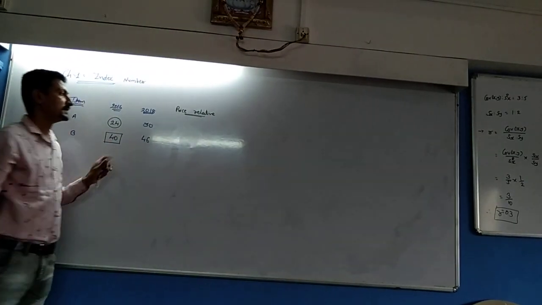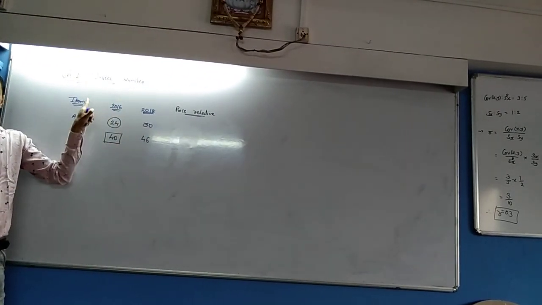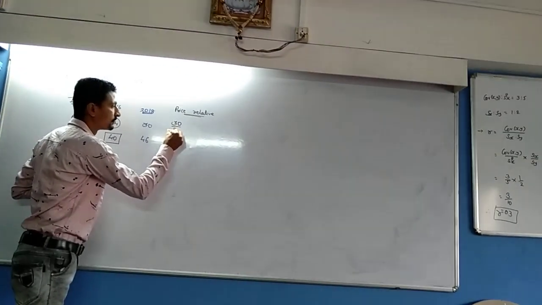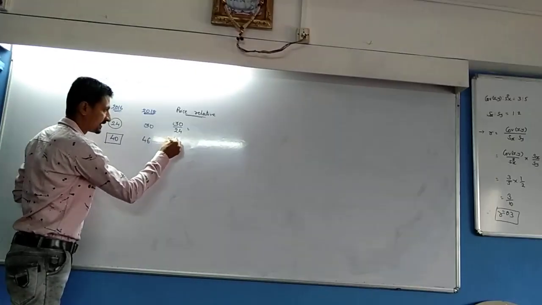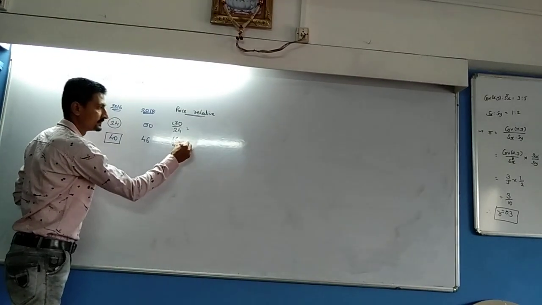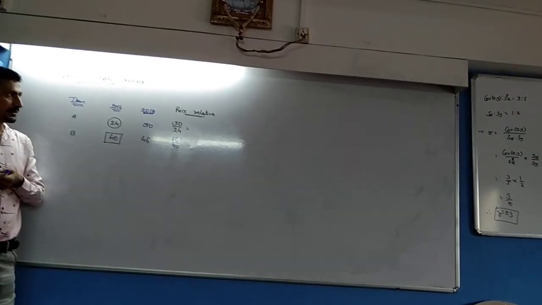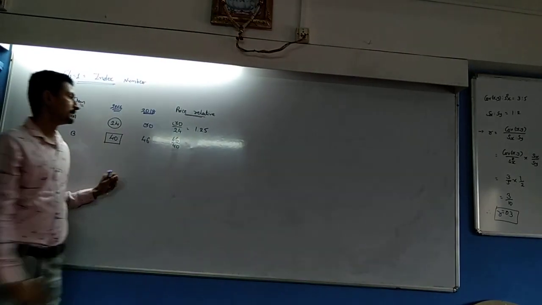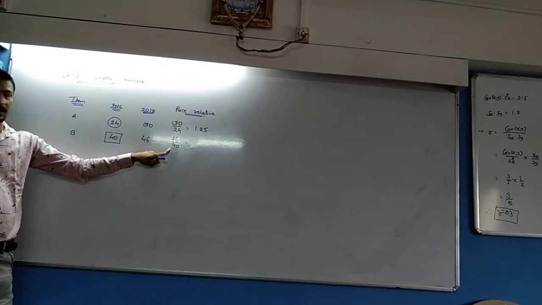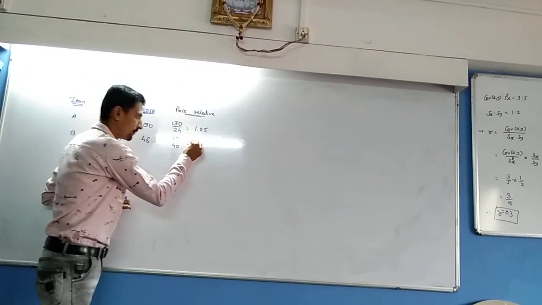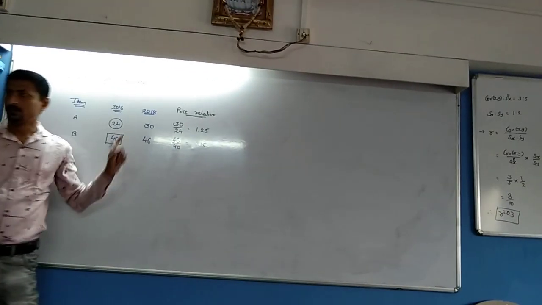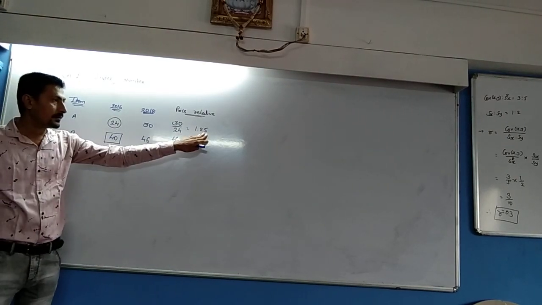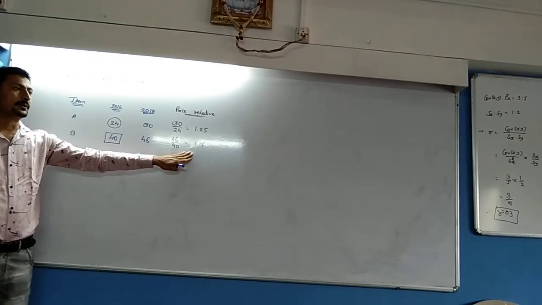Price relative: the 2018 price divided by the 2016 price, 30 divided by 24 and 46 divided by 40. So 30 divided by 24 is 1.25 and 46 divided by 40 is 1.15. So this clearly indicates that item A's price increased more compared to item B.